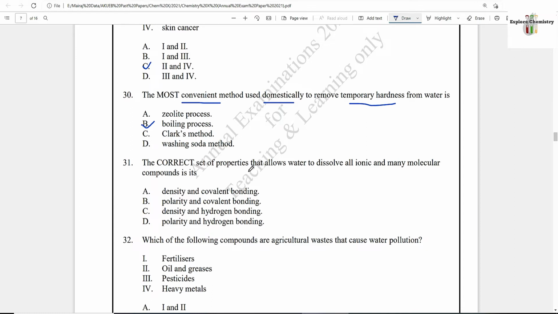The correct set of properties that allows water to dissolve all ionic and many covalent compounds is polarity and hydrogen bond. Due to the formation of hydrogen bond, many covalent compounds will dissolve. Due to the polarity of water, many ionic compounds will dissolve.